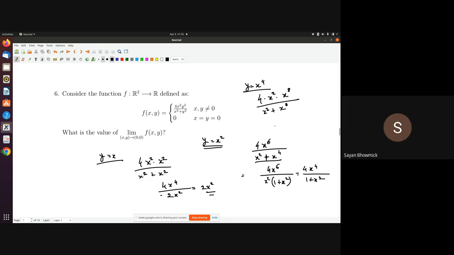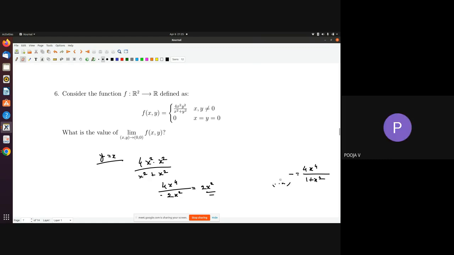Sir, I think Pooja is right, because if we use the polar coordinate, since the numerator is of greater degree, we are going to get 0. Yes, you are correct. That will actually give you an idea. Do all of you know polar coordinates? No, sir. Then I will not bother about polar coordinates.